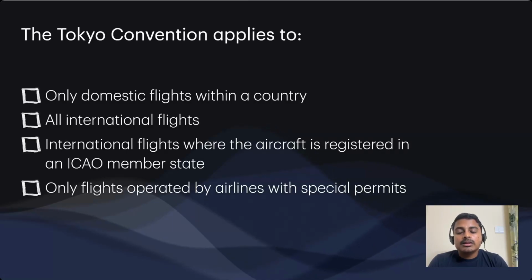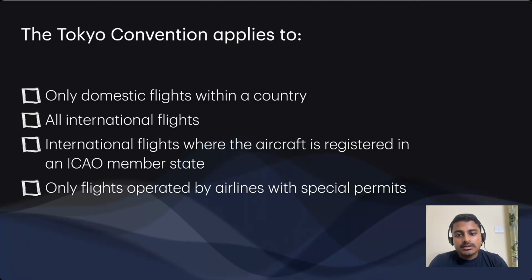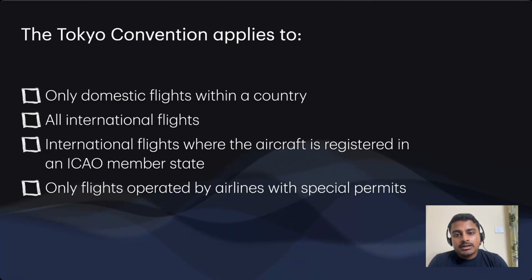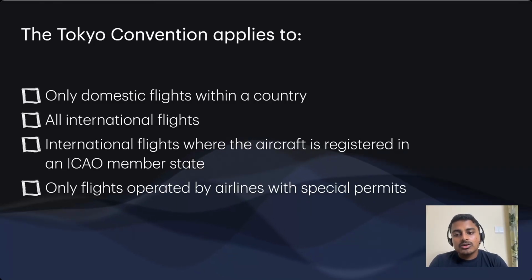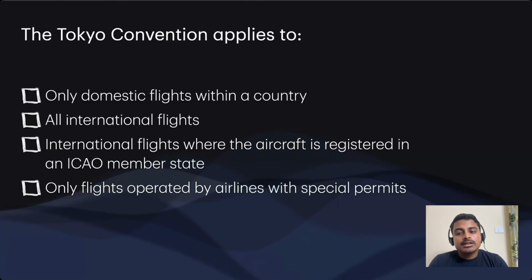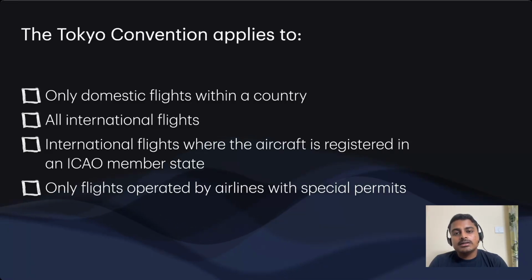For this case, you might think the answer is all international flights, right? That may not be the 100% correct answer, right? So that is why you need to go through all the options and then decide. Okay, so Tokyo Convention applies to the international flights, but since it talks about the jurisdiction of the country and the primary jurisdiction and those things, that is why it is considered for international flights where the aircraft is registered in an ICAO member state. So if a country is an ICAO member state and the flight is part of that country, then only the Tokyo Convention applies.